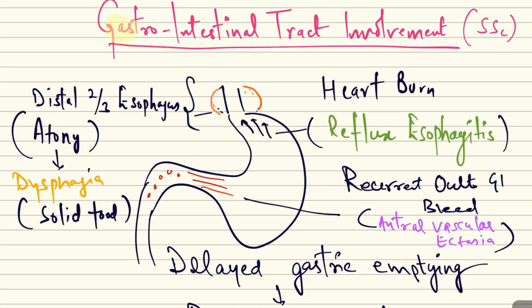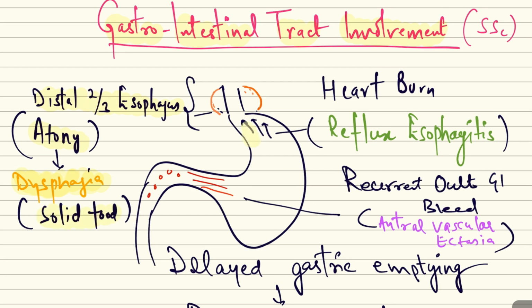Now the gastrointestinal tract involvement in patients of systemic sclerosis. What happens in systemic sclerosis is that the gastrointestinal tract undergoes atony, and this atony and dilatation is especially seen in the distal two-thirds of the esophagus. Because of the atonic esophagus, when these patients swallow food, they are unable to swallow it properly, and that contributes to dysphagia. This dysphagia occurs especially with solid food in these patients.